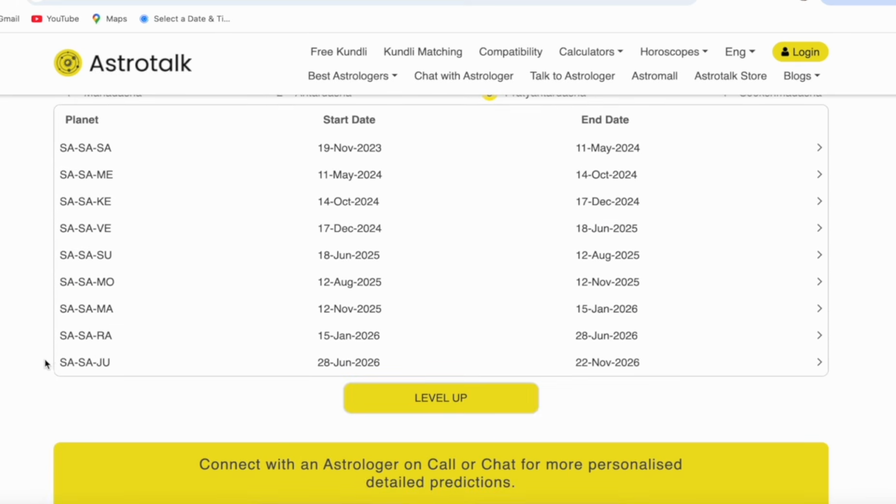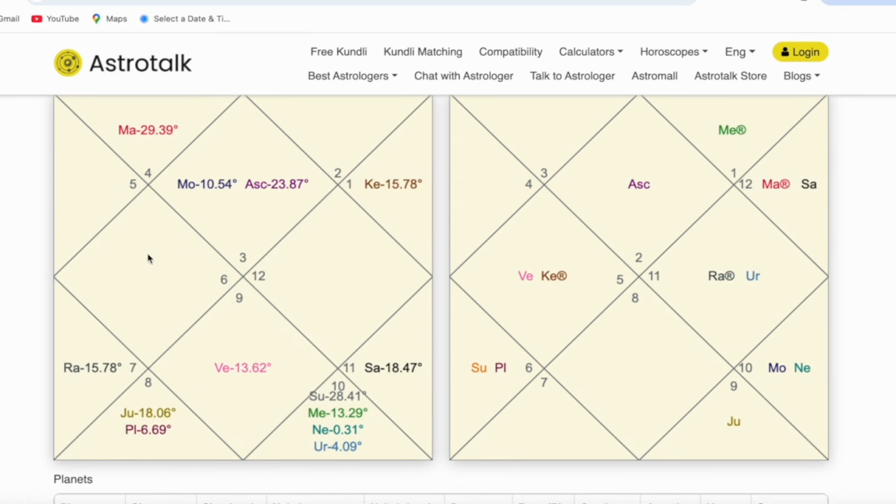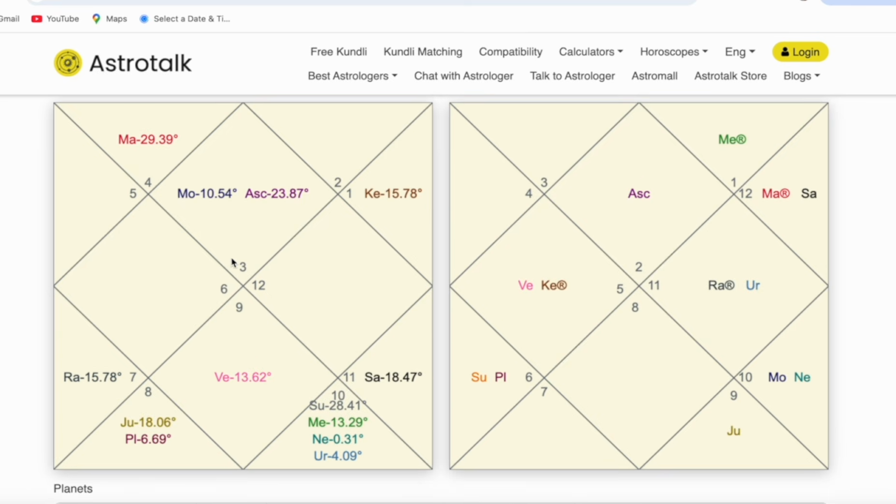So finally, when Jupiter's Pratyantar will come in this period, which is between June to November, this is when the actual marriage is going to happen. And also during this time, Jupiter will be exalted and will be aspecting the seventh lord. This is why if Jupiter in Gemini could not exactly deliver the result, Jupiter in Cancer, in its exalted state, aspecting the seventh house, could actually deliver the promise of the chart.